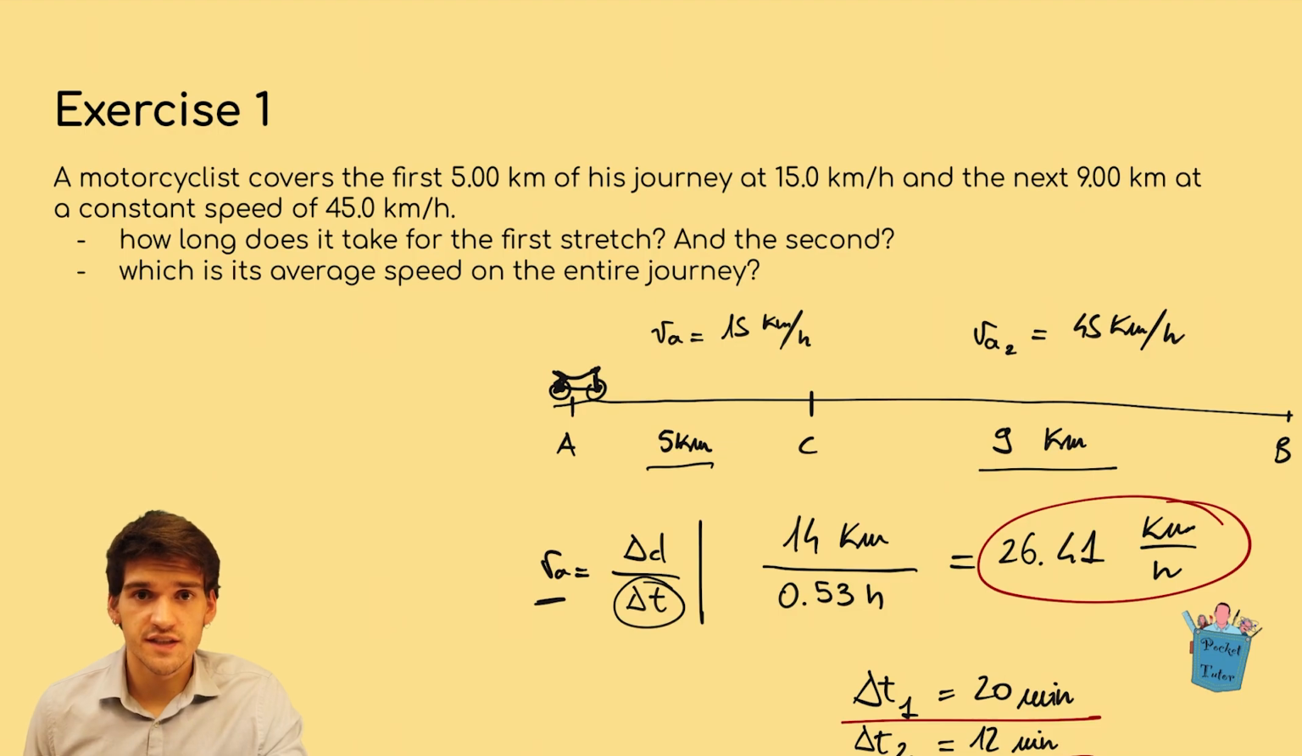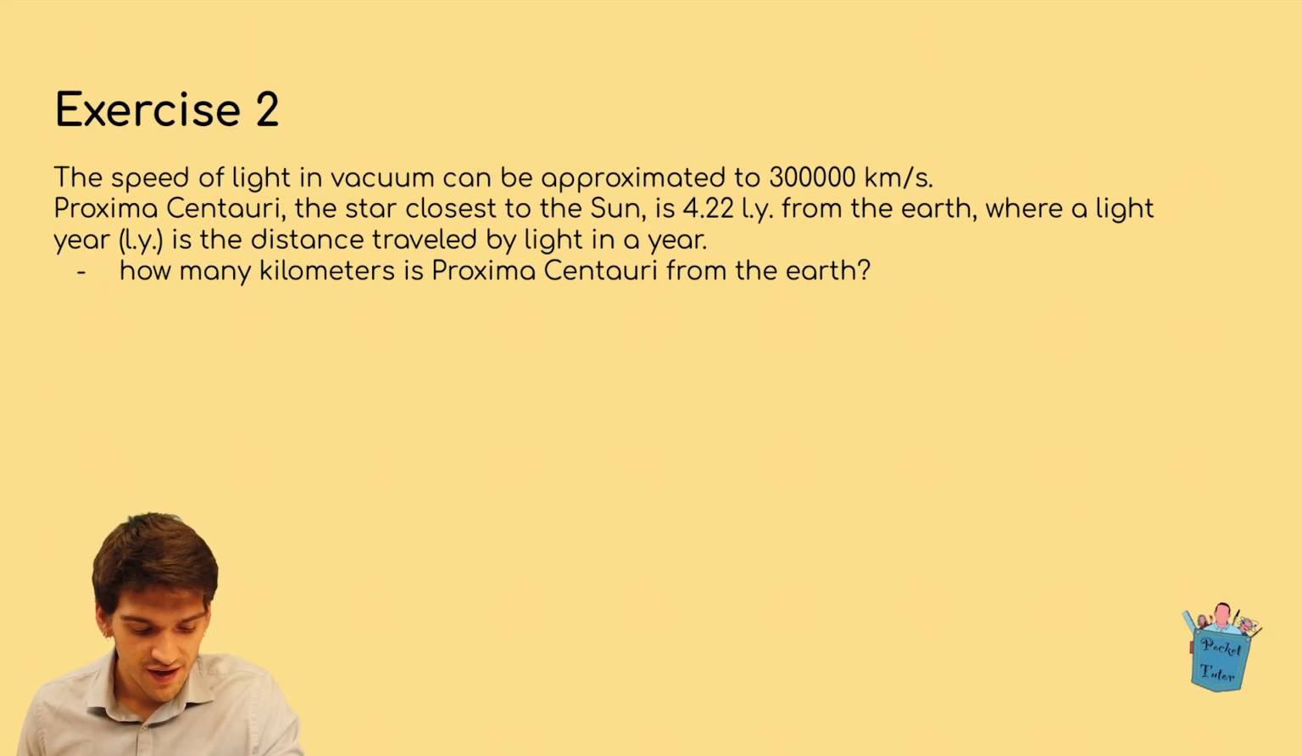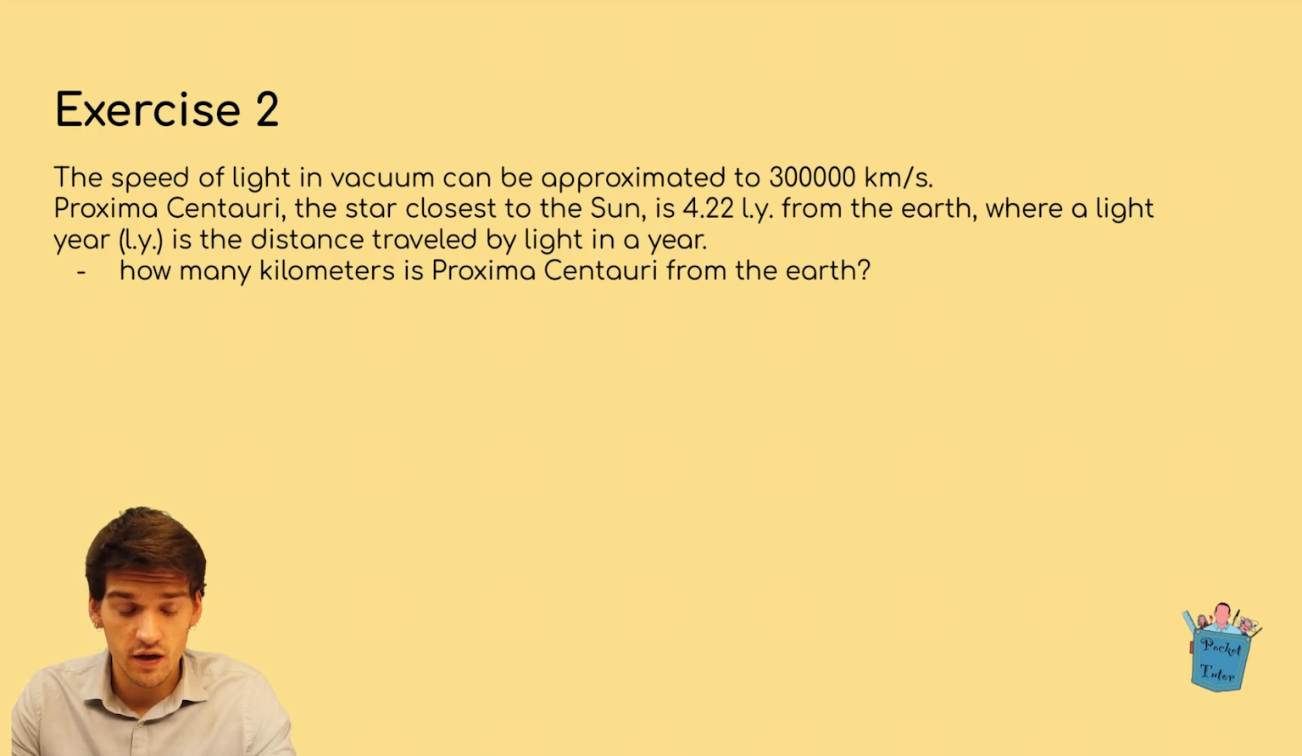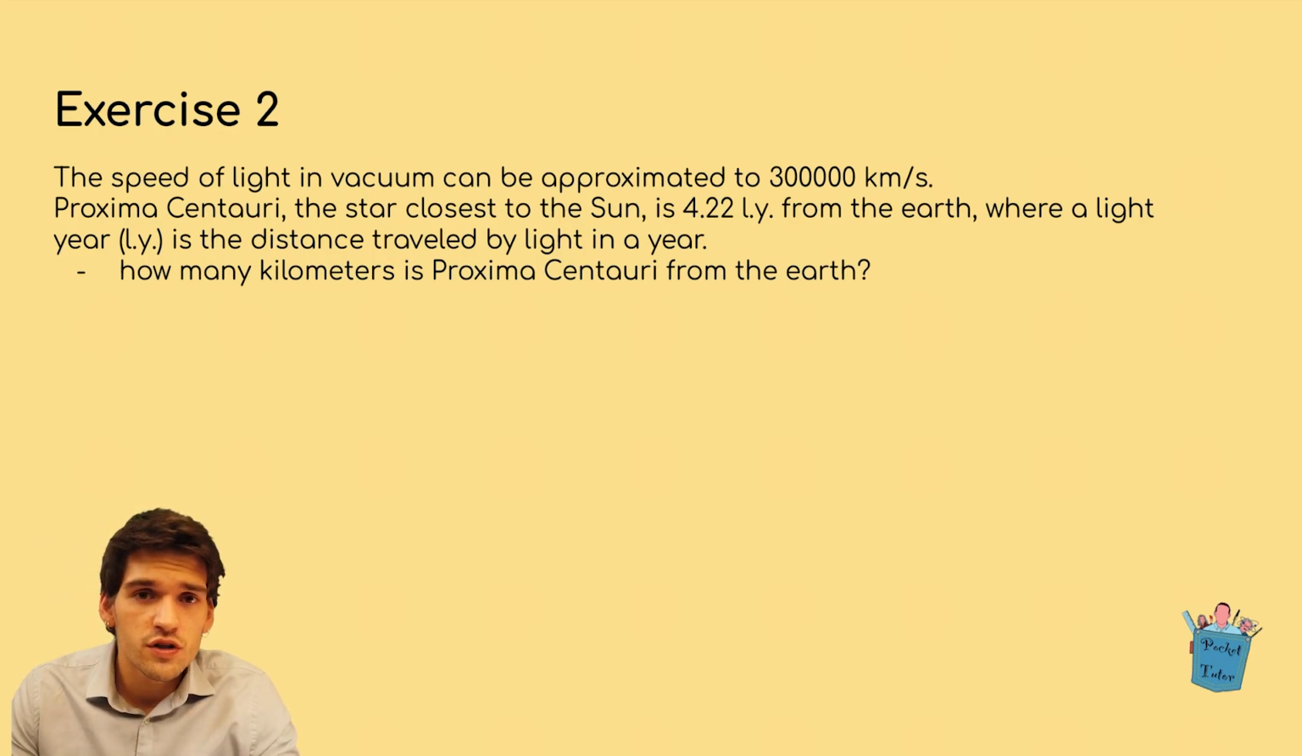The second exercise instead says, the speed of light in vacuum can be approximated to 300,000 kilometers per second. Proxima Centauri, the star closest to the Sun, is 4.22 light years from the Earth, where a light year is the distance traveled by light in a year. How many kilometers is Proxima Centauri from the Earth? In order to solve this problem, we just need to use the very same equation that we just used.